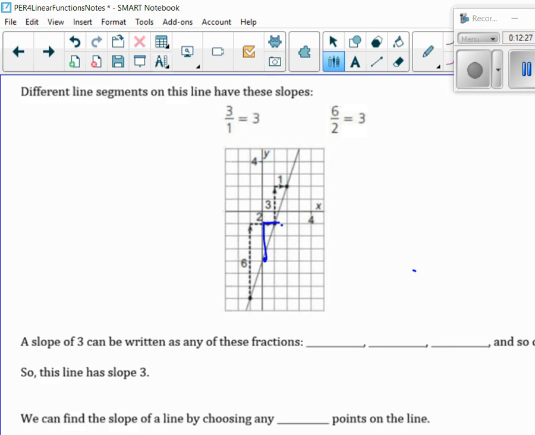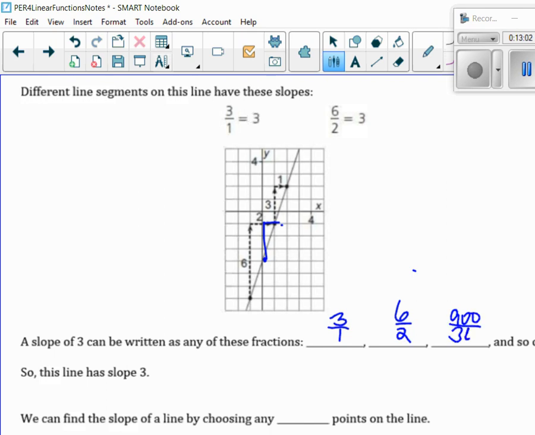Do you see no matter where you measure it, I could go up 900 over 300 and get a slope of 3 as well. Would it be very practical on this graph? No. But does everybody see it doesn't matter where you measure it. If you go from point to point, or if you miss this point and go up 6 over 2, you'll still get a 3 slope. Make sense? Okay. So a slope of 3 can be written in any of these fractions. So 3 over 1, 6 over 2, and we're going to use 900 over 300.